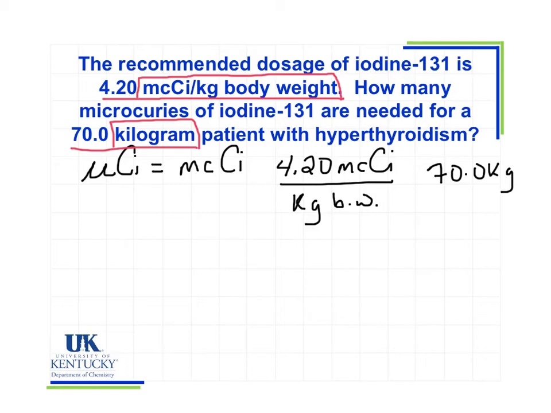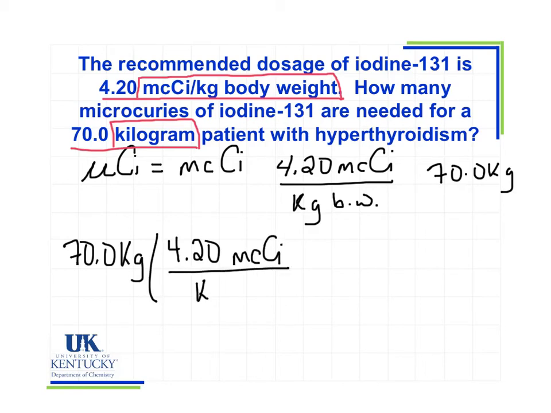So I want to start with the 70 kilograms. And then I know that I'm going to have kilograms on the bottom. That means my microcuries are going to be on top. So 4.20 microcurie per kilogram of body weight. Now I can cancel out this kilogram and this one because they're both referring to body weight. So I can cancel those out. And now what I'm left with for units are microcuries.